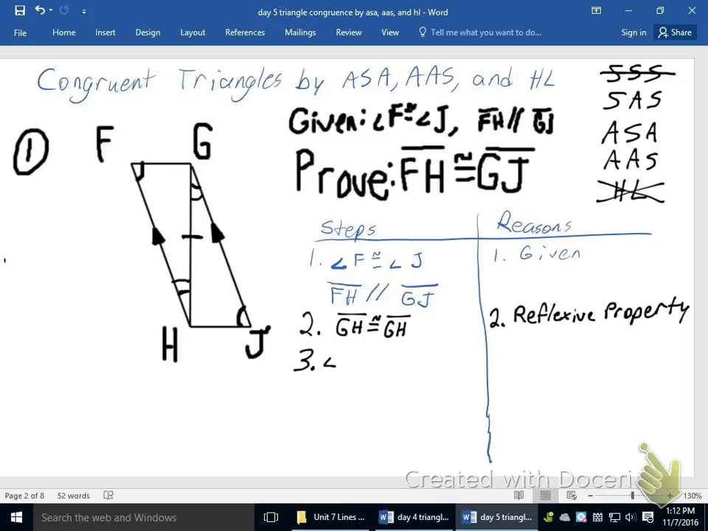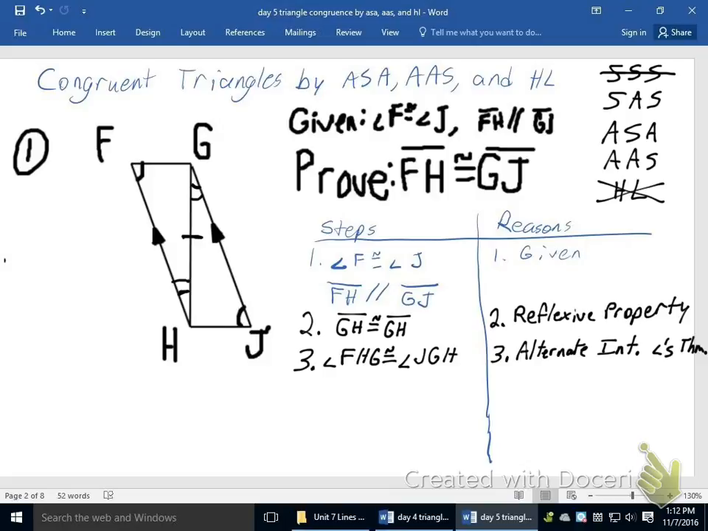So I'm going to go ahead and say that angle FHG, I can't call it just angle H because there's more than one angle at H, is congruent to angle JGH or HGJ, and that was again by alternate interior angles theorem. And I'm going to abbreviate all this down a little bit. Alternate interior angles theorem.